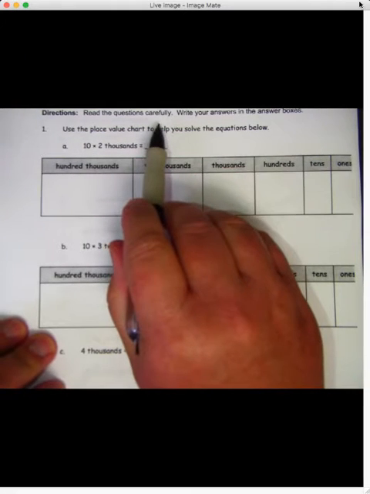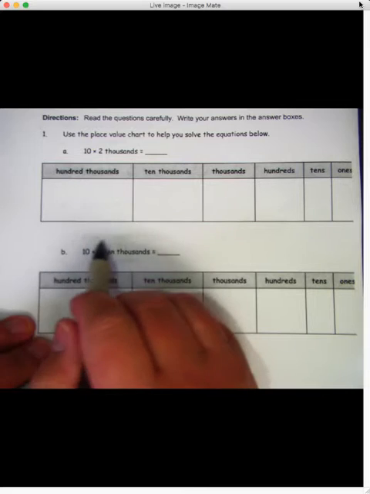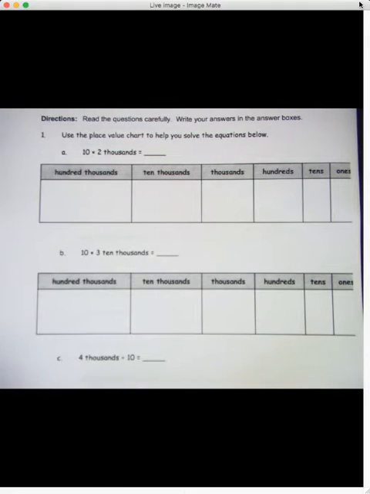Let's look at the directions. Read the questions carefully, write your answers in the answer boxes. Now, obviously, you're going to have answer boxes on the computer that you type your answer in. So I'm writing them. You'll be typing them on the document like you did yesterday.